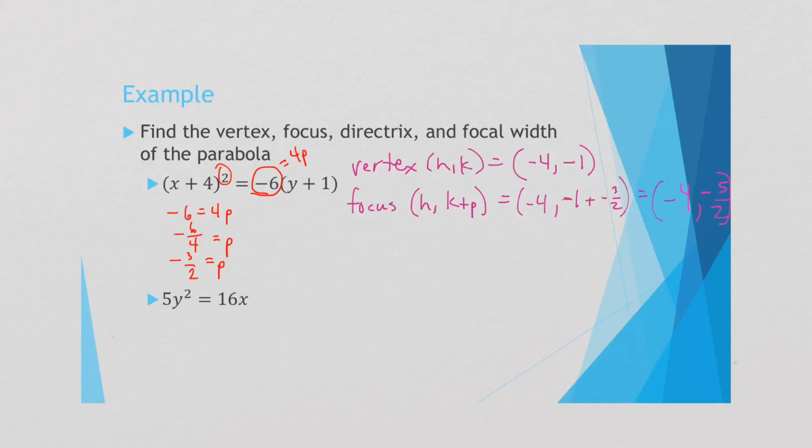Next, I need to find the directrix. And the directrix is the formula y equals k minus p. Well, k was negative 1 minus negative 3/2 equals 1/2. So my directrix is y equals 1/2.